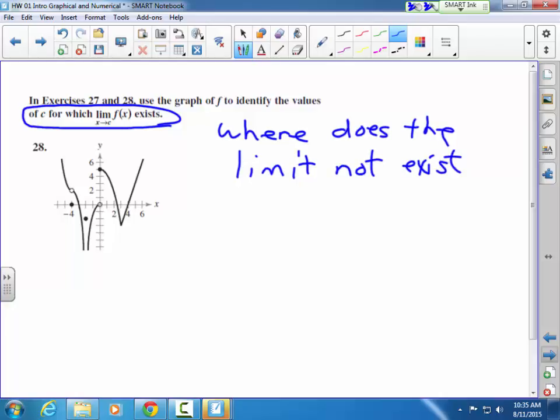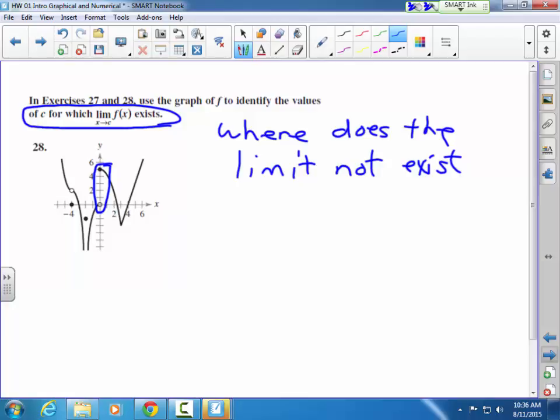Okay? And that's answering the same question. Because if you start talking about where does it exist, well, does it exist at 6? Yes. What about 5.9? Yes. 5.8, 5.75. I mean, there's a million of them there. But where does it not exist? And hopefully, as you look at it, you said, all right, right there, it does not exist.